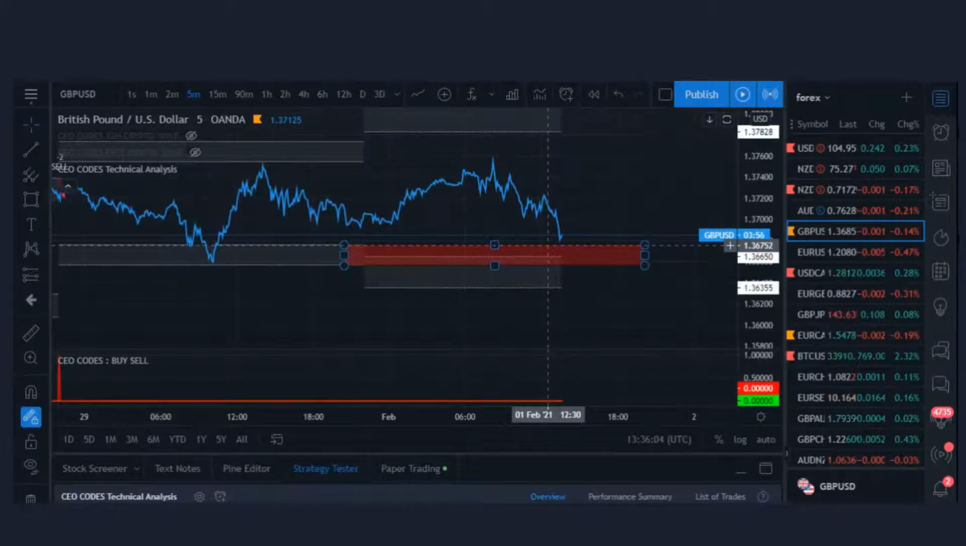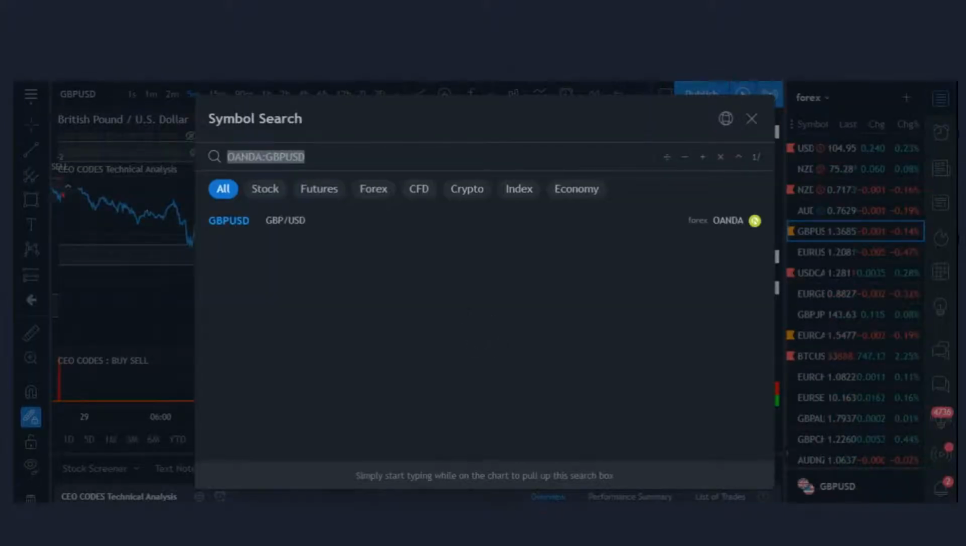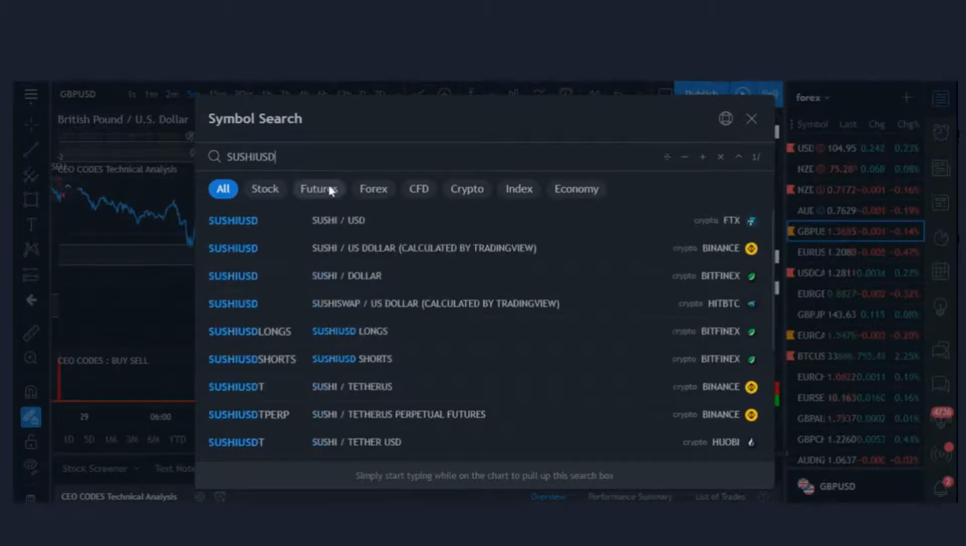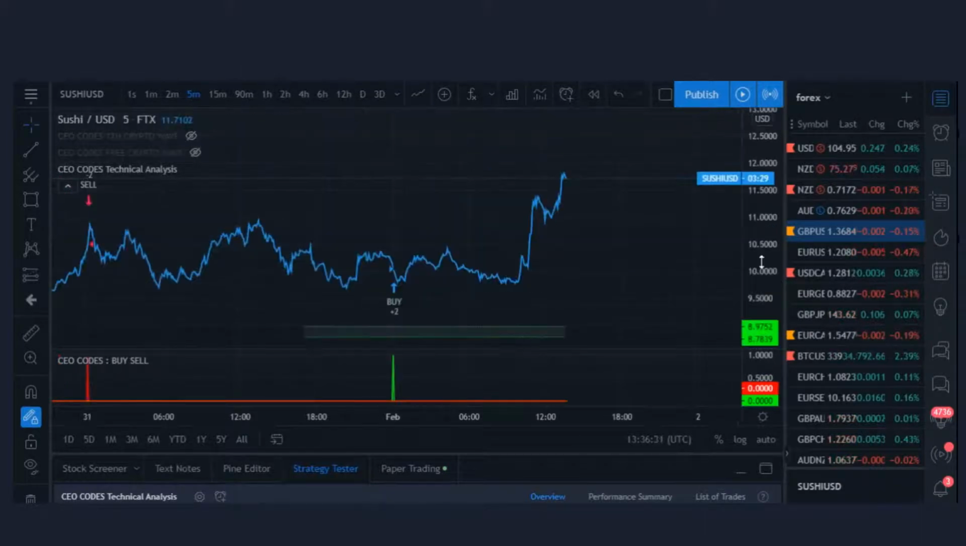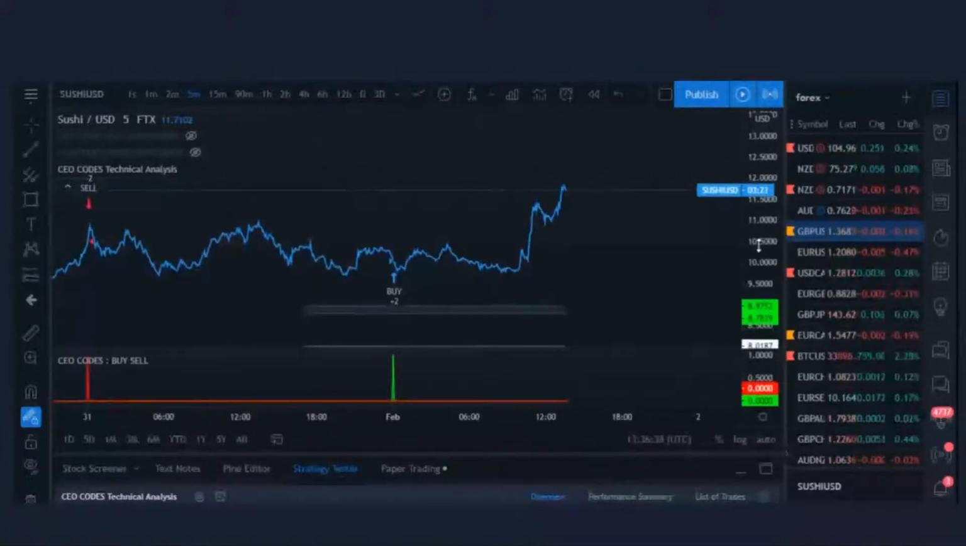You can see that. It's very weird. Sushi. Oh my god, that's crypto. Sushi USD. Oh my god, really? The first time I see this currency. Sushi USD. How much is it? Seriously.